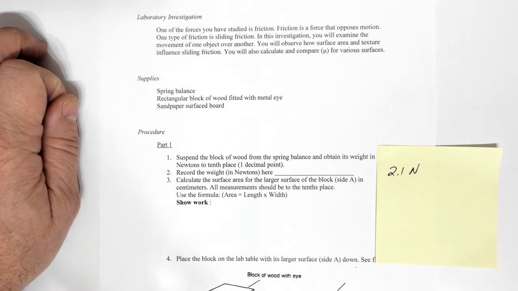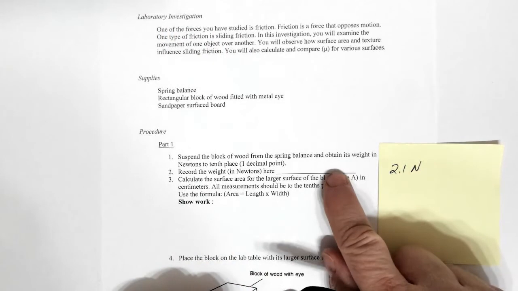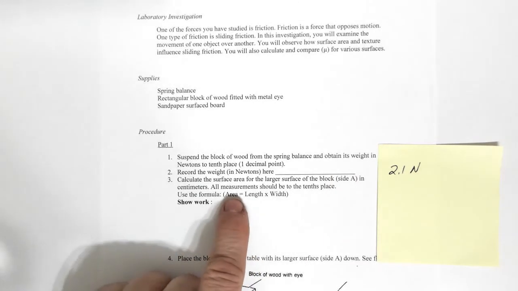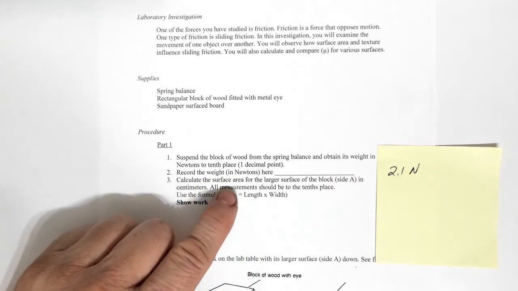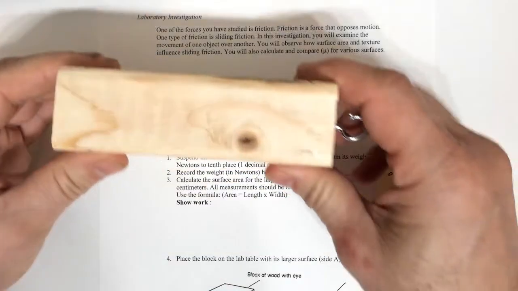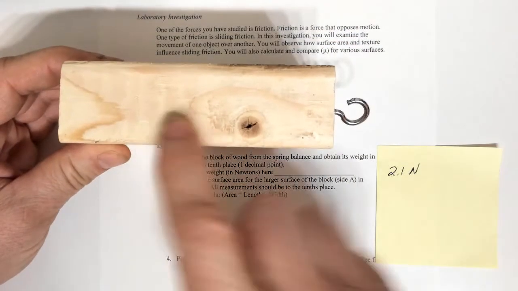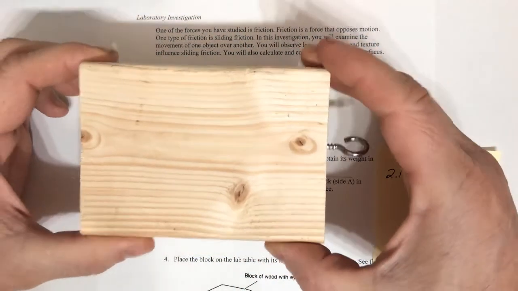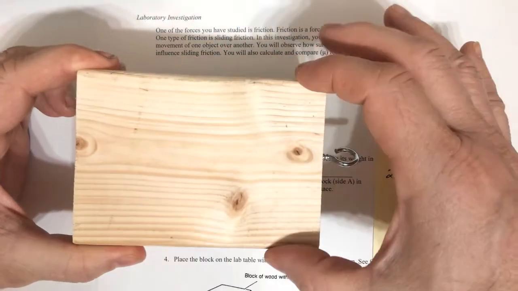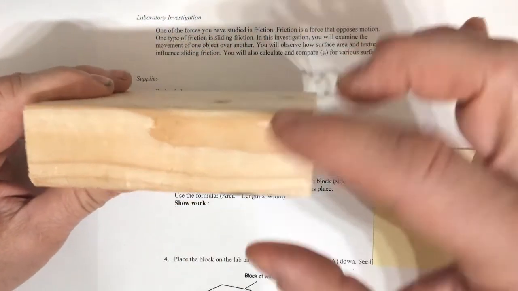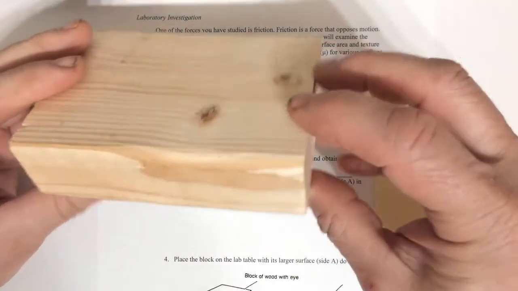So continuing on, we know we have 2.1. Now the next part of this is we want to figure out if area has an impact on our block. Does friction matter if I pull it on the skinny side or on the bigger side? Will I get more friction? What do you think? Think about that for a second. Should I have more friction here, or the same amount of friction on both sides, or less here? So think about that.